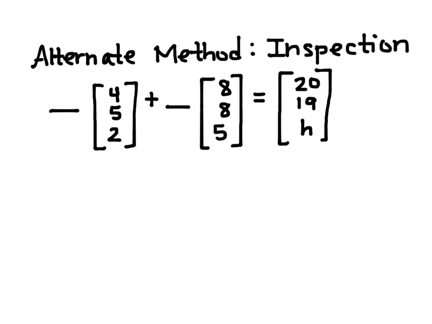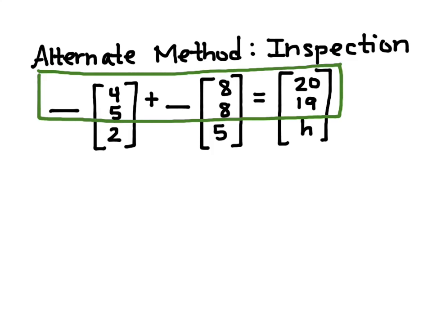Now, I'm going to focus only on the top two rows and try to see if I can come up with a combination. So, just looking at it, I try to find a numeric combination of weights that will work, and I get negative 1 times the 4, 5 plus 3 times the 8, 8 gives me the 20, 19.